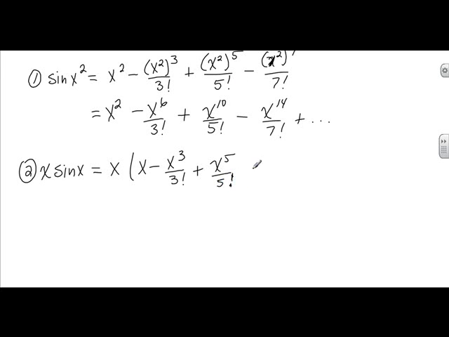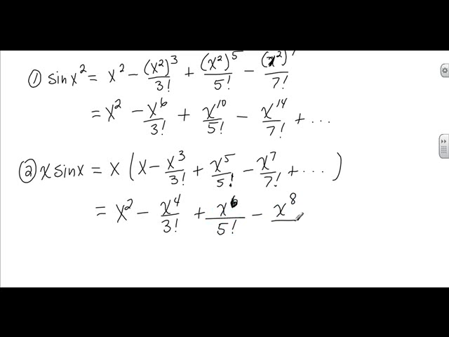So distribute that x. x squared minus x to the 4th over 3 factorial plus x to the 6th over 5 factorial minus x to the 8th over 7 factorial, and so on.